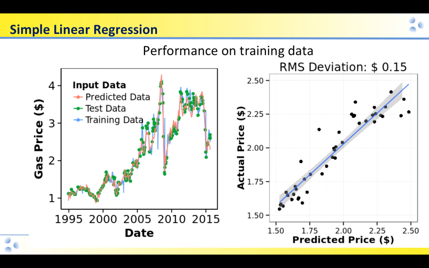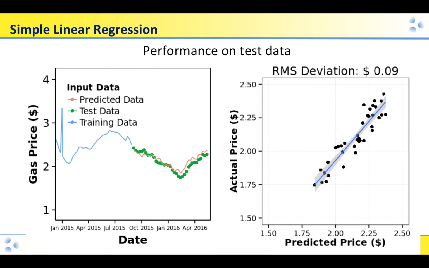And if I plot the predicted price versus the actual price, ideally this would lie on a line, which would indicate a perfect prediction. I'm a little bit off of the line, but I have an RMS deviation of about 15 cents over the predicted price of about $2 per gallon of gasoline. So that gives me a baseline performance for the linear regression model.